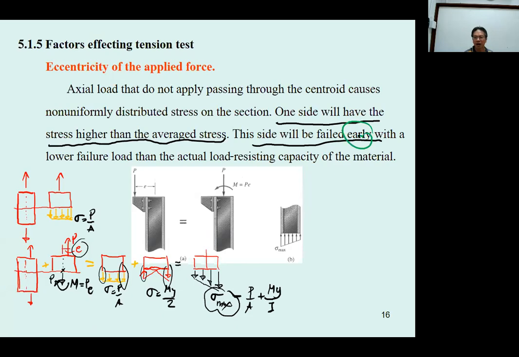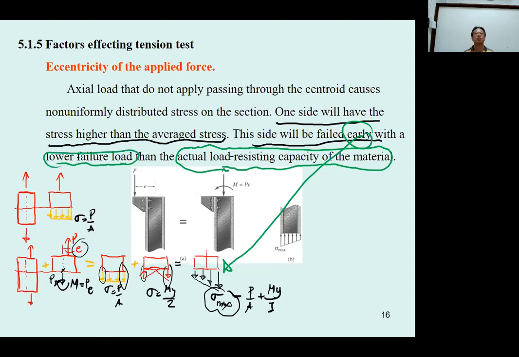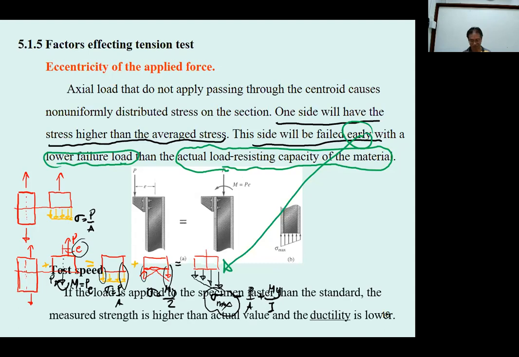Since this point fails early, the load resistant capacity of the material will be lower. It gives a lower failure load than the actual one. So you must prevent eccentricity of the applied forces by careful alignment. Next, you also check the testing speed. For an automated UTM, you can set it easily. But for the UTM that we operate by hand, the 20 kilonewton UTM, the test is going to be very slow, so the testing result in this case is not effective. But anyway, just take note of this.